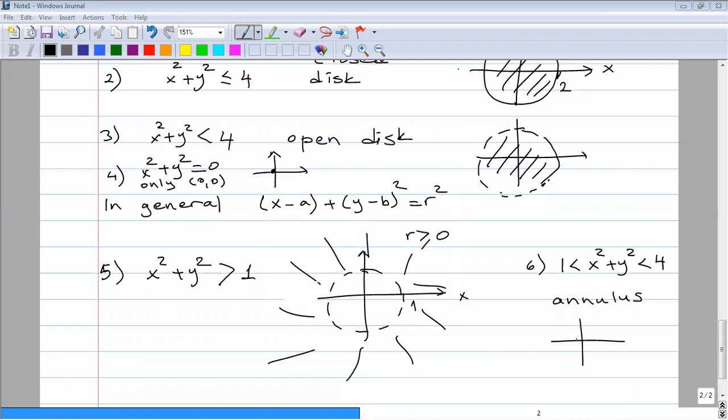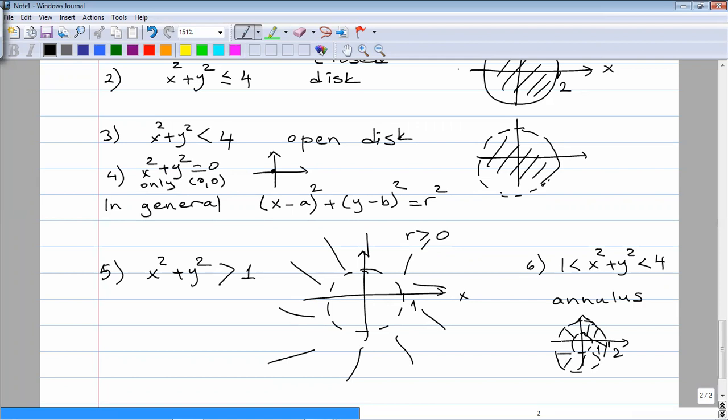The area of example 5 is infinite. Isn't it x minus a squared? What did I write? Yes. So this is an annulus between two circles. Any other questions about circles and disks?